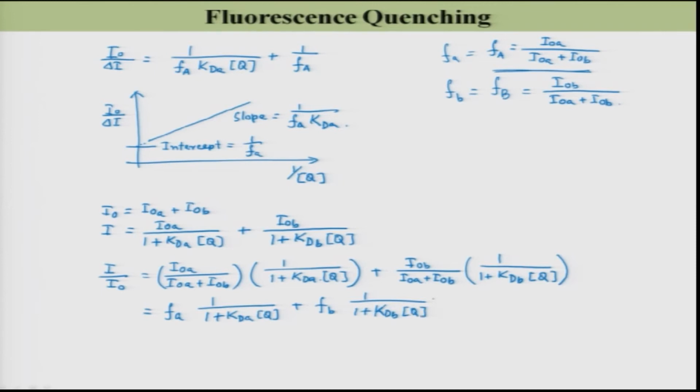So, for having more than two sites, I will simply write the sum of Fi divided by 1 plus K di into Q. So, this is going to be a little complicated. One of the limiting cases is a little easier, but let us proceed with this.